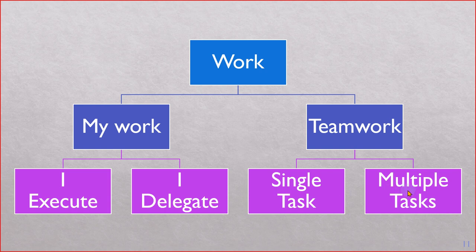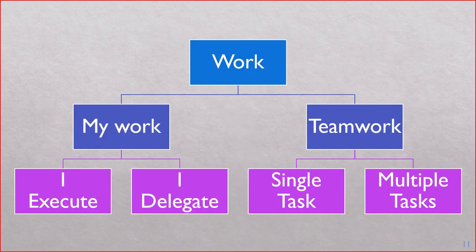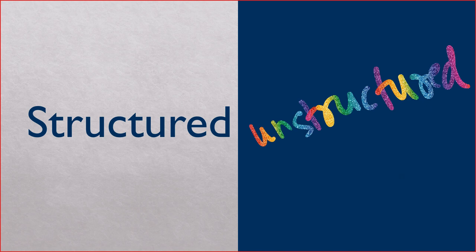The other type of teamwork is multiple related tasks. Obviously, I am one of the persons who is doing these tasks, but there is a team involved in getting it done. So this is life. Very simple. My work, teamwork. Good. Now, when we say organization, how does that get formed? As I said, individual efficiency first, then the team becomes efficient, then the organization automatically becomes efficient. Now that work which we talked about, of all these types, also comes in two broad flavors. One is structured work and the other is unstructured work. What does that really mean?